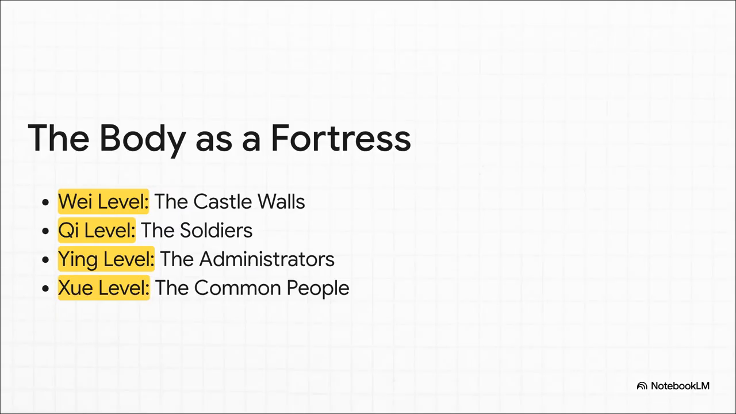So to make all of this really click, let's use an analogy. Just imagine your body is a fortress under siege. The Wei level, that's the high, strong castle walls. The Qi level, that's the army of soldiers inside ready to fight. The Ying level, that's the government, the administrators who keep the fortress running smoothly. And the Shu level, well, that's the common people. The citizens the entire fortress was built to protect in the first place.